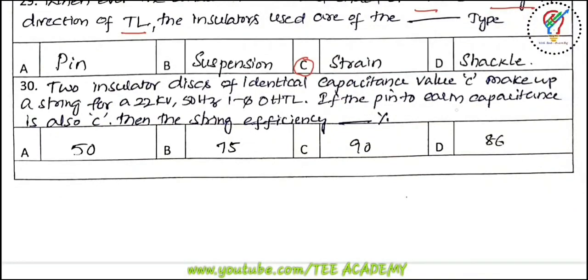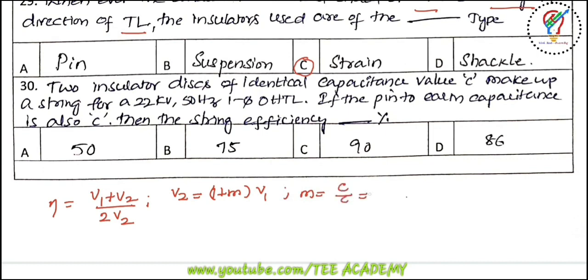If the pin to earth capacitance is also C, then the string efficiency is defined as the total voltage across the string, that is the two discs, divided by the number of discs, 2, into the voltage across the disc nearer to the conductor, V2. So from this relationship, V2 is equal to (1 plus m) into V1. In the given problem, m is the mutual capacitance to stray capacitance, given as C by C, which is 1.